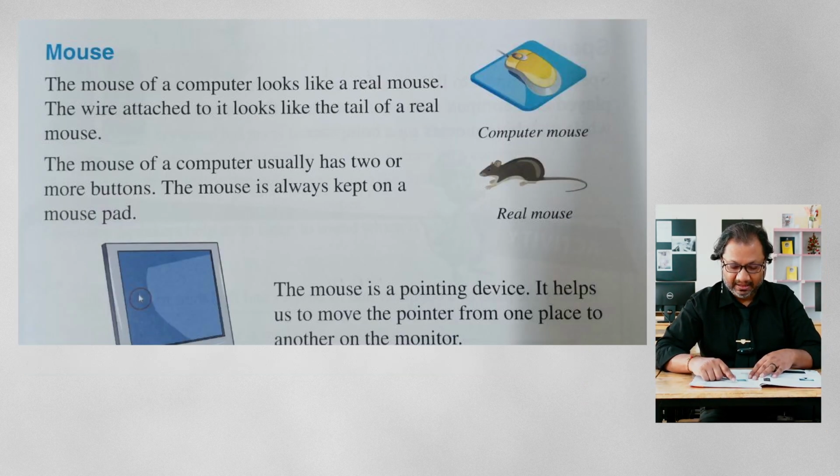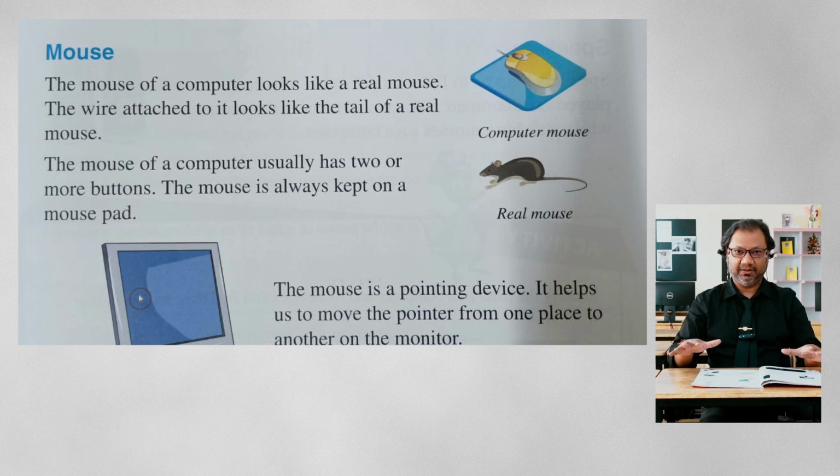Mouse. The mouse of a computer looks like a real mouse. The wire attached to it looks like the tail of a real mouse. The mouse of the computer usually has 2 or more buttons. The mouse is always kept on a mouse pad. So that means when you're sitting at the computer, the mouse is always kept on this side of your hand, and that is your left and right. So it's on the right hand side, and it has a mouse pad.